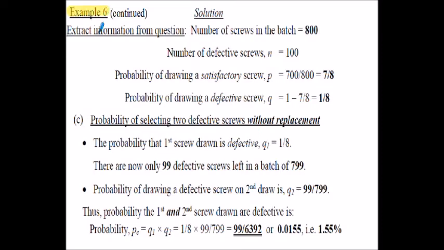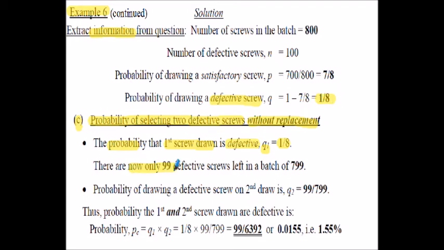Example 6 continued. I just repeated the information below for convenience. So part C. We're asked to now find the probability of selecting 2 defective screws without replacement. So the probability that 1 screw drawn is defective, I call that Q1 here, is 1 upon 8. And we get that from the information in the question.